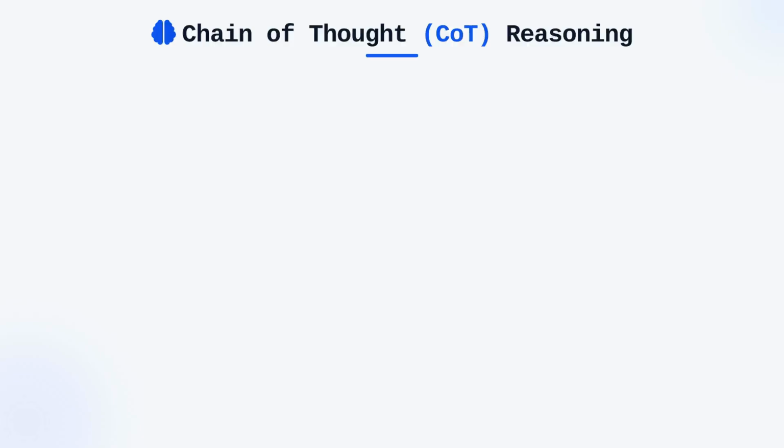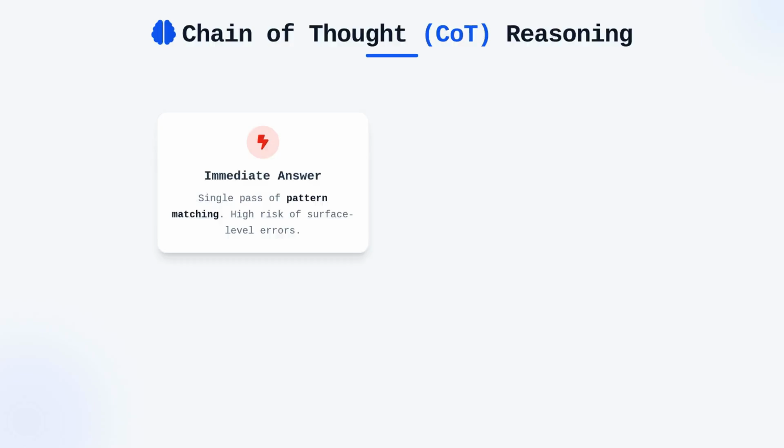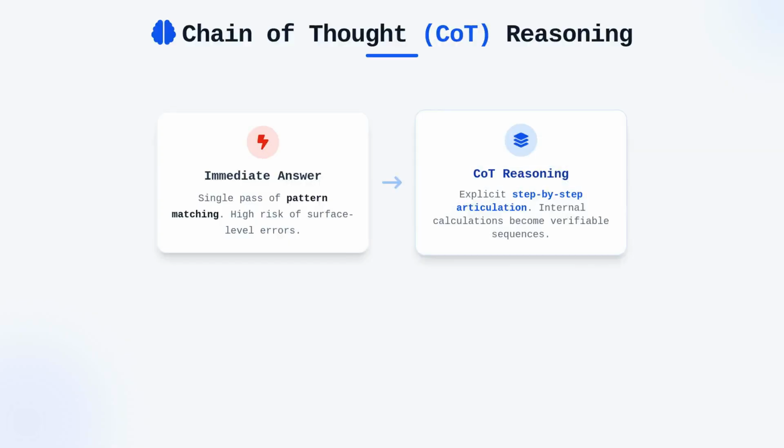When we interact with a large language model, there is a natural tendency to expect an immediate answer, yet complex problems rarely yield to a single pass of pattern matching. Chain of thought reasoning, or COT, shifts the paradigm by explicitly instructing the AI to articulate its reasoning process step by step before arriving at a final conclusion. You are essentially asking the model to show its work, which transforms the internal calculation tokens into a verifiable sequence of operations. This method is particularly transformative for tasks involving multi-step arithmetic, intricate project planning, or logic puzzles where the probability of surface-level error is high.